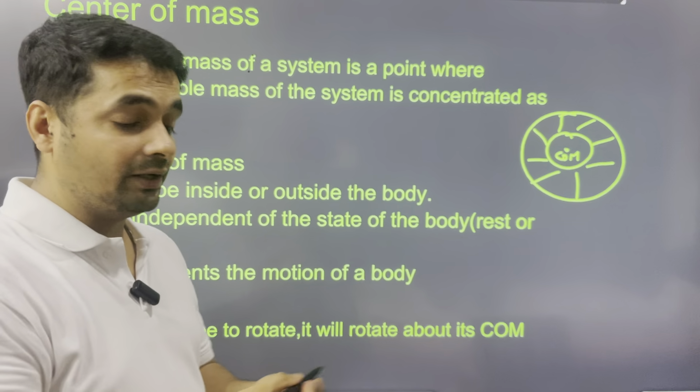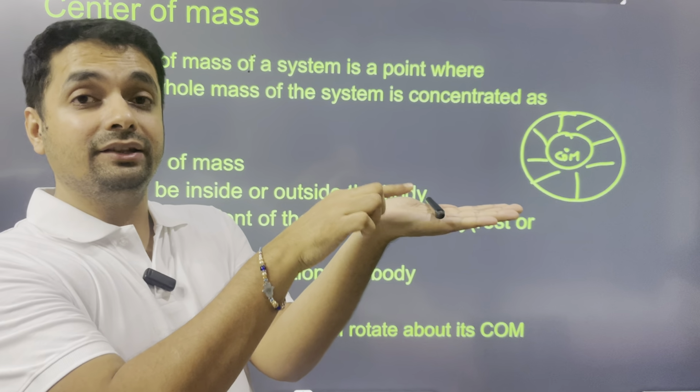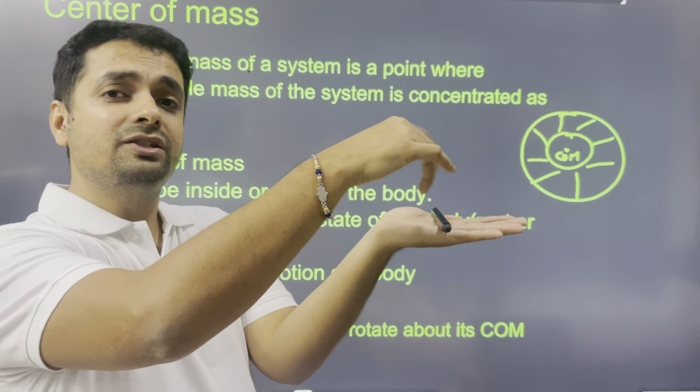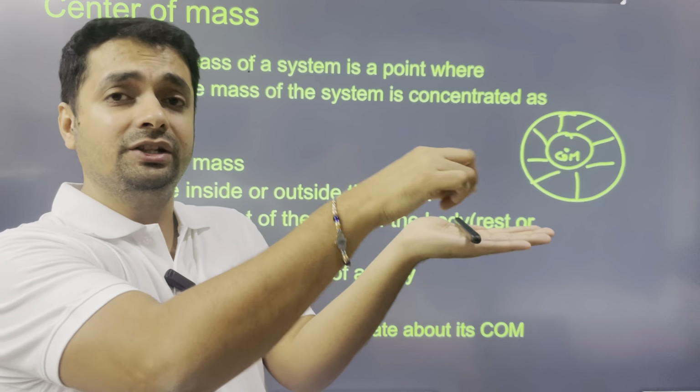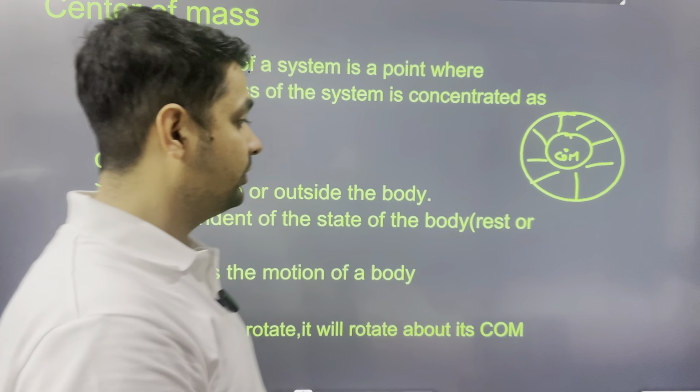The next one is, if a body is free to rotate, it will rotate about its center of mass. As I told you, for example, this pen is here and I am applying a force other than at the center of mass, then what will happen? If it is free to rotate, for example, not fixed anywhere, then definitely it will rotate about its center of mass.